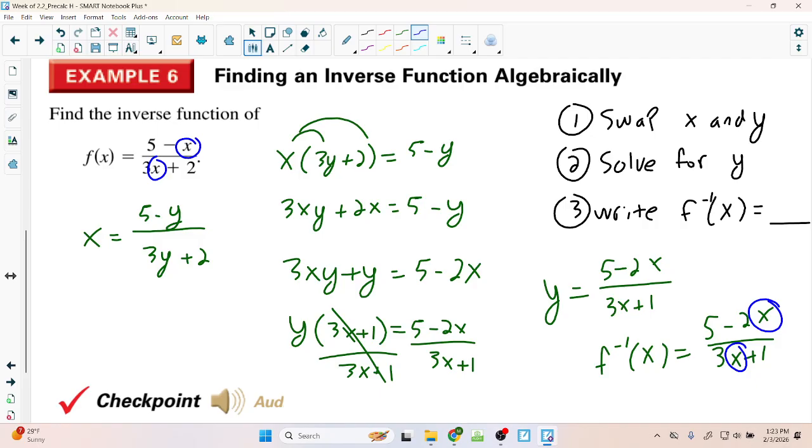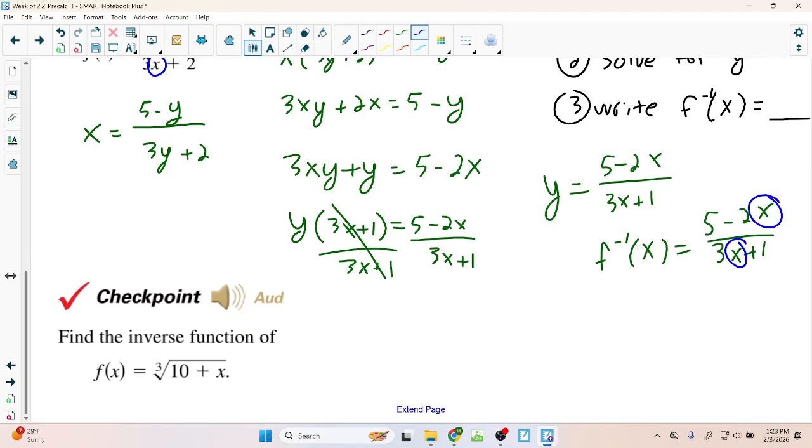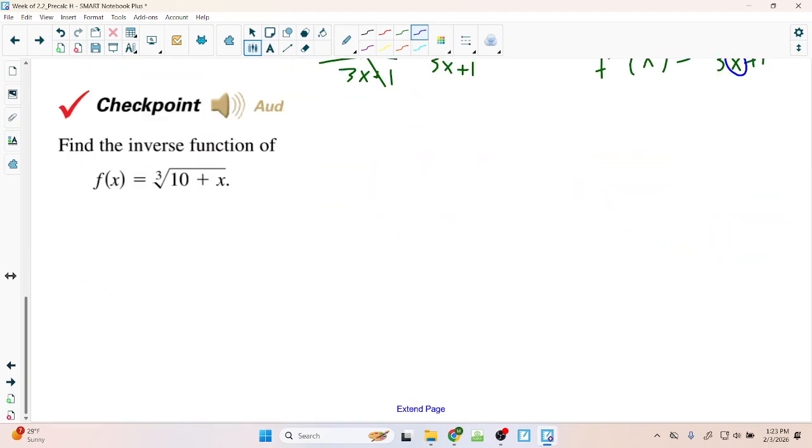So that's it. We found the inverse. That's how we find the inverse algebraically. So I'll have you pause the video and give this problem a try. Find the inverse of this following those steps. And once you finish that, we'll see you in the next video. But let me see if I can get you the answer real quick.